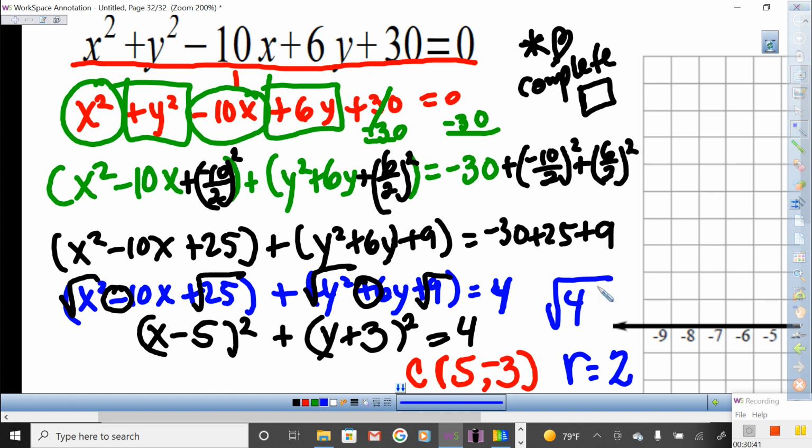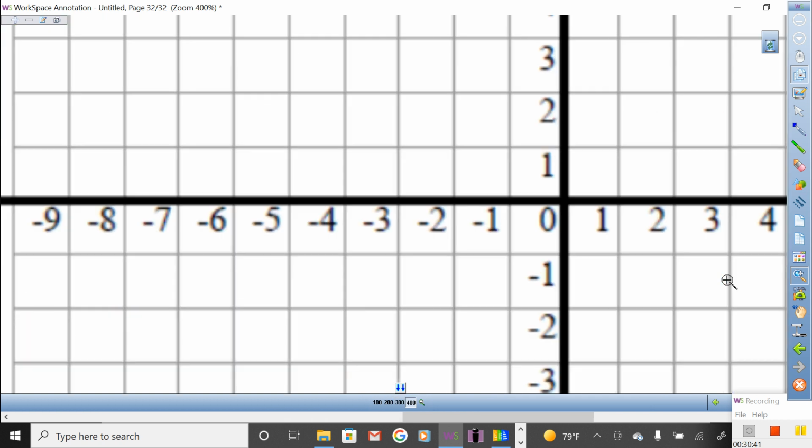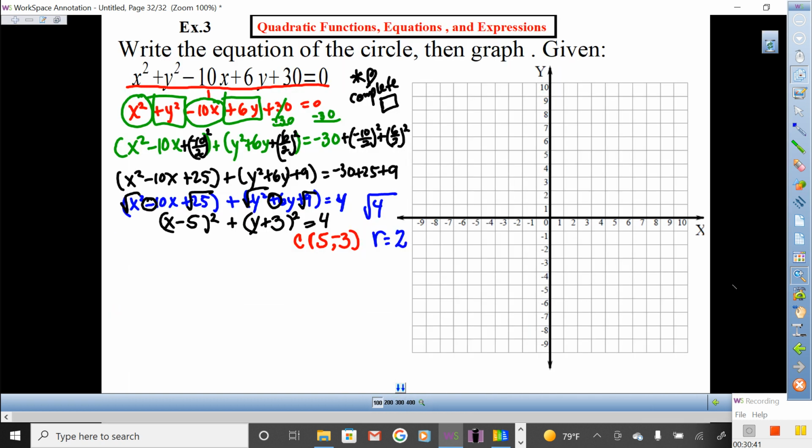You all ready to graph? Yes, very simple. This is going to be so simple you're going to be like, what? Watch. We're going to use a definition. Ready? Let's plot our center first. What is our center? 5, negative 3. So we go to 5, negative 3.